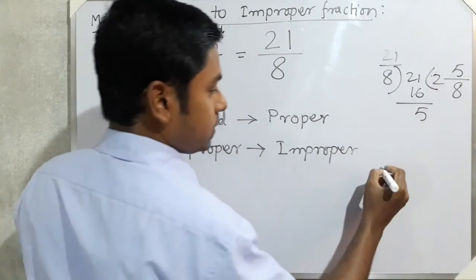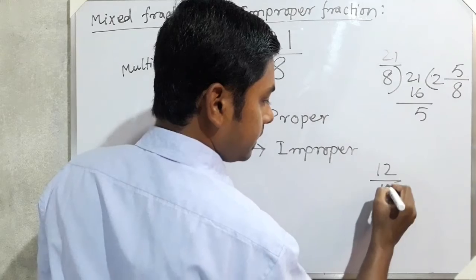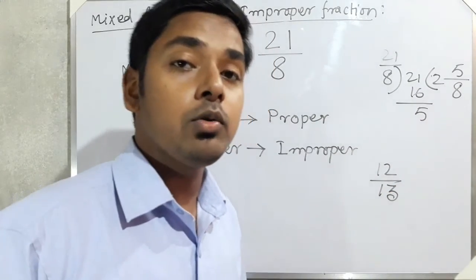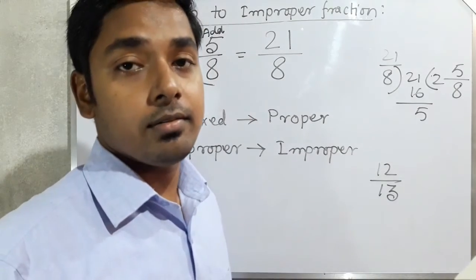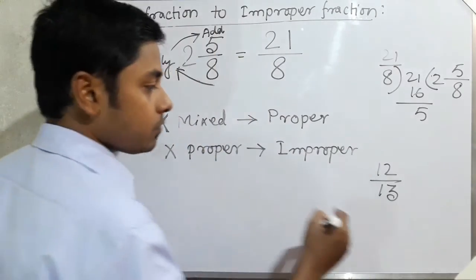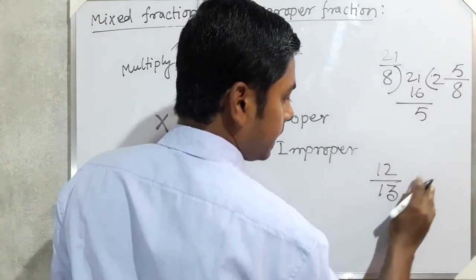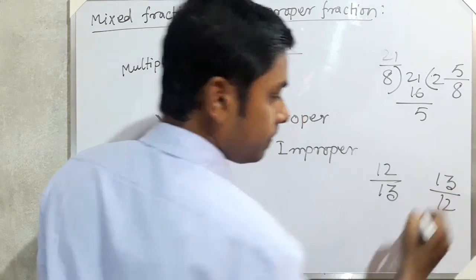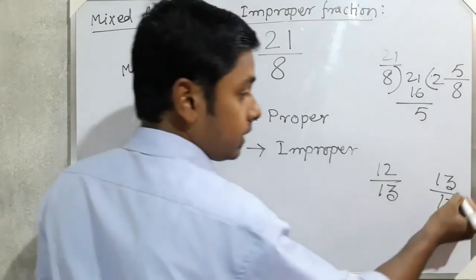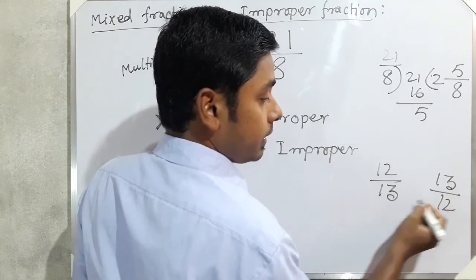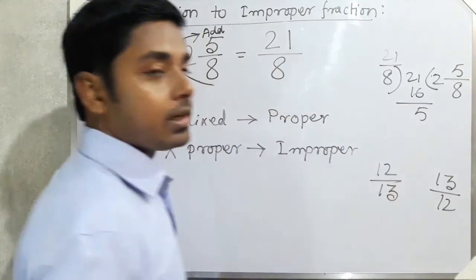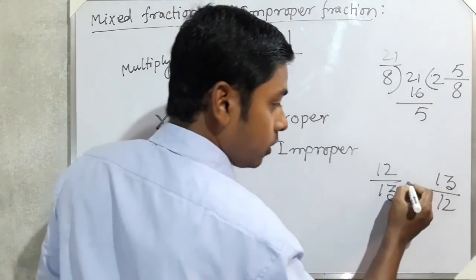But suppose 12 by 13. It's a proper fraction, but if you want to convert this into an improper fraction, that means what? It will be 13 by 12. Actually, 13 by 12 is the reciprocal of 12 by 13. But these are not the same.